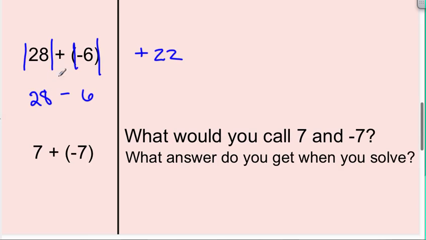Other than that, I could do my positive-negative tug-of-war. I could look at this and say, well, I'm going to have 6 negatives, and that's easy enough to draw. I'm not really going to draw 28 positives out here. And then who's going to have more? Well, the positive team will. By how many? And again, you would subtract.